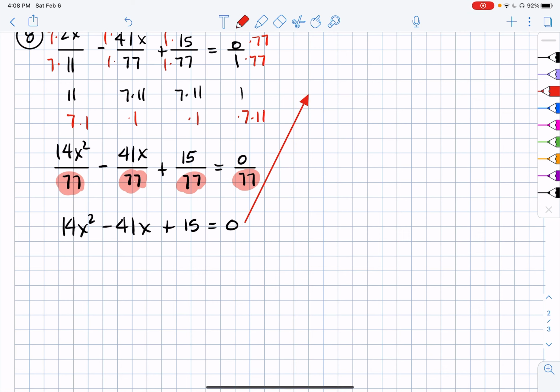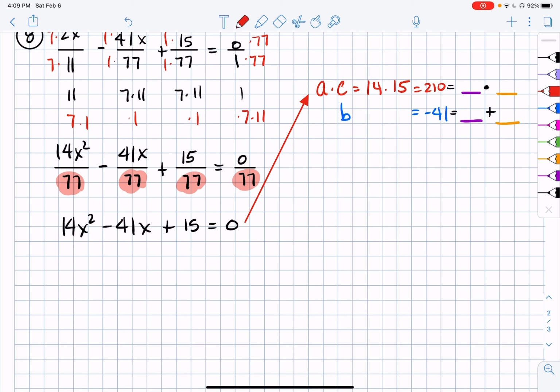So I have A times C is equal to 14 times 15, which gives you 210. My D is equal to negative 41. So I have to find two numbers so that when I multiply them, I'll get 210, and when I add them, I'll get negative 41.